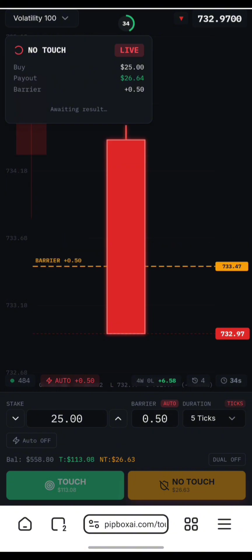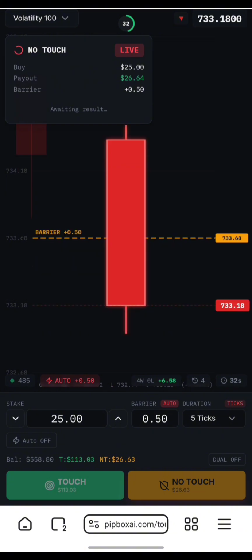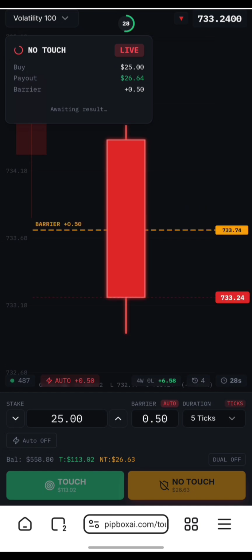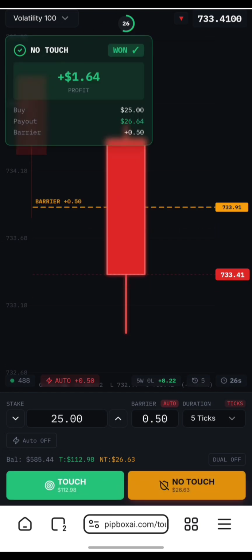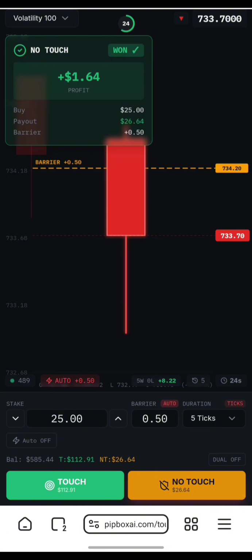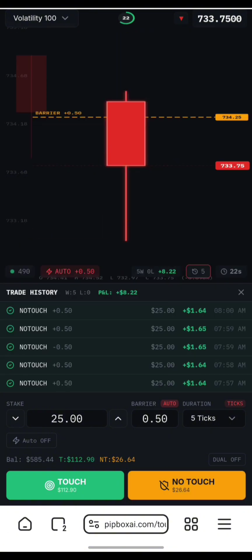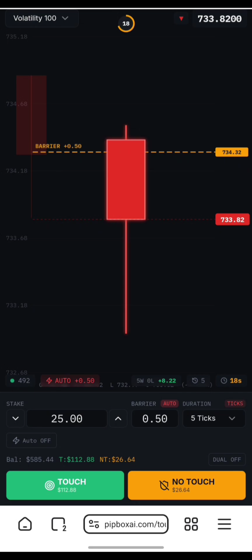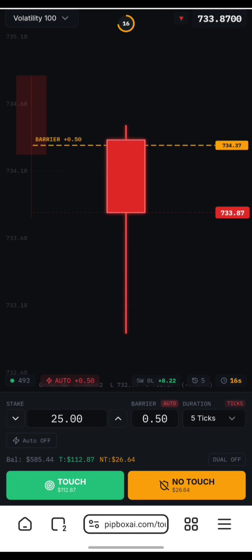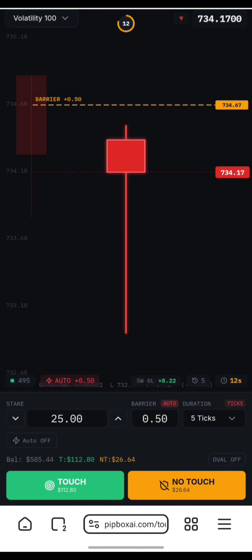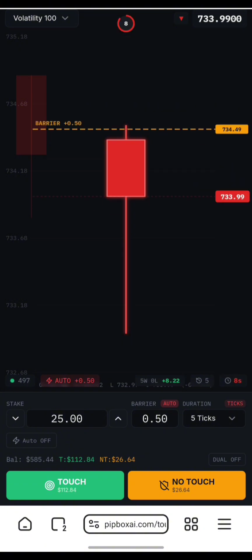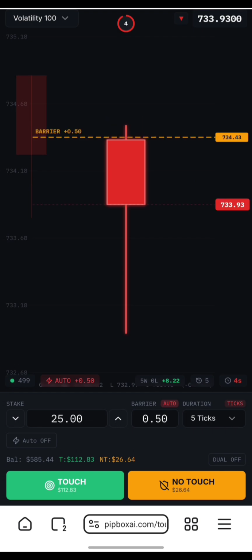Okay, and just like that, guys, make sure you have it at 5 ticks, and your barrier should be 0.50. Your volatility should be 100. Okay, you see I am up now 8 USD. I want to make at least 10 USD, and then I'm going to get out of the market. Remember, I said that if you want to make high profits, you need to stake high. Staking high is also risky, but that also comes with good risk management.